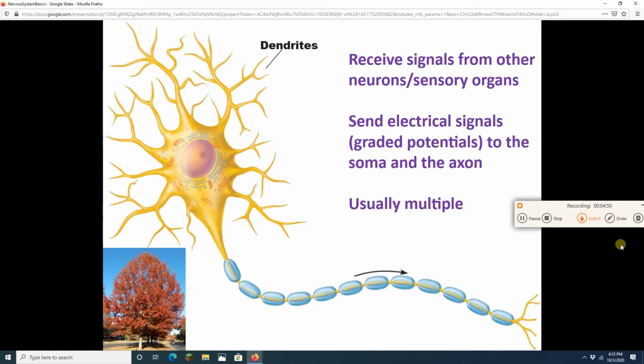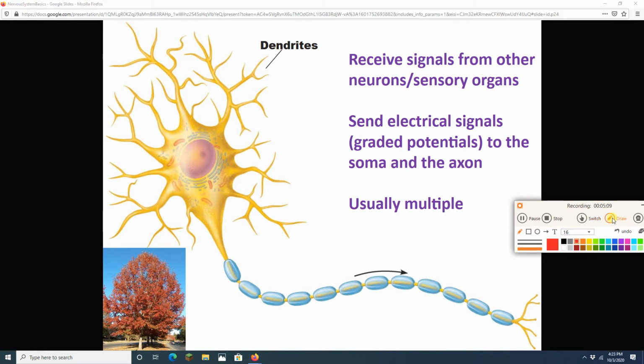Sweet. Let's talk about the processes, the things sticking out of the neuron cell body. First up, we got the dendrites. There are usually lots of dendrites, and I see so many dendrites here. Lots and lots of dendrites. Dendrites are the receptive part of our neuron. They're going to get signals, maybe from another neuron, or maybe from a sensory organ or cell. If you recall tactile cells from the integumentary system, tactile cells would signal the dendrites of a neuron.